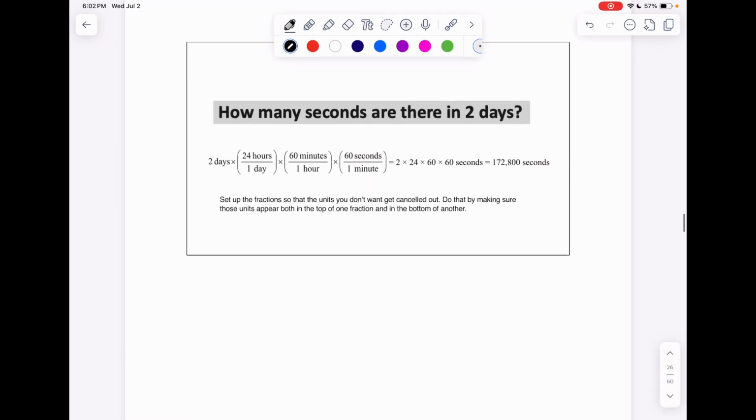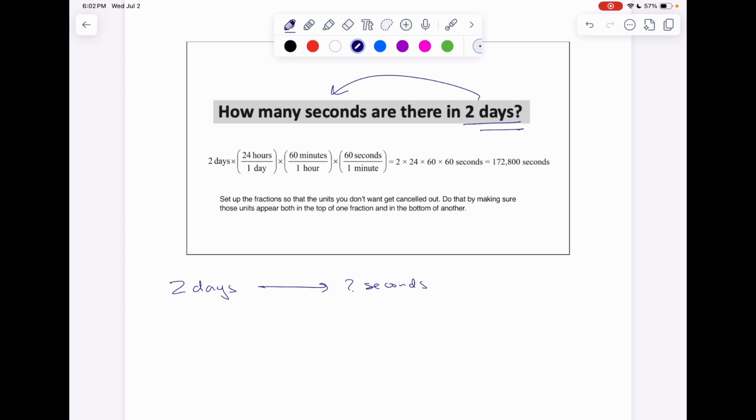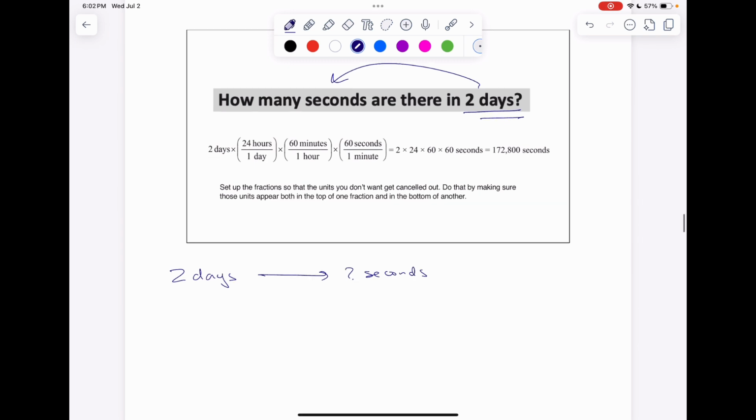What if I wanted to say how many seconds are there in 2 days? Basically what I want to convert here is 2 days into seconds. So 2 days, I want to turn that into how many seconds? Okay, let's think about this for a second. Days into seconds. Well, I don't know how many seconds are even in 1 day. I know how many seconds are in a minute though, so I can give myself that relationship. 60 seconds is equivalent to 1 minute.